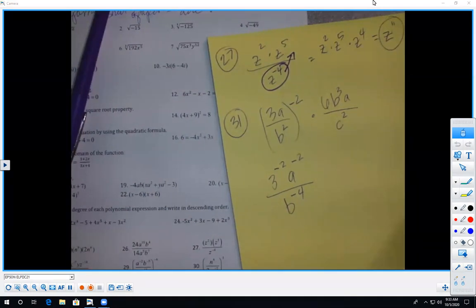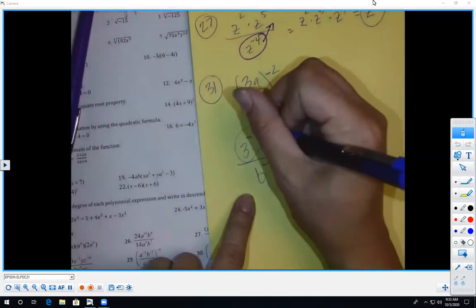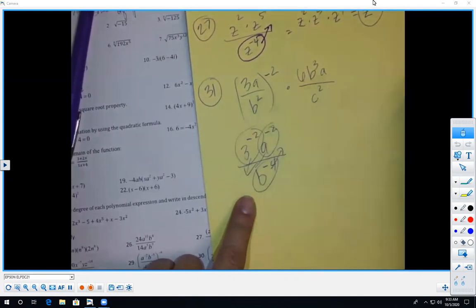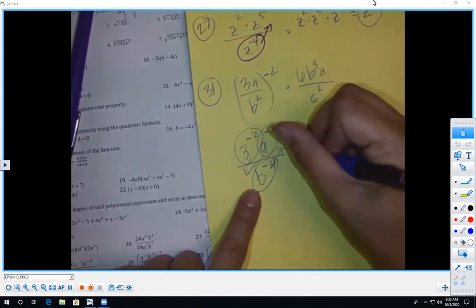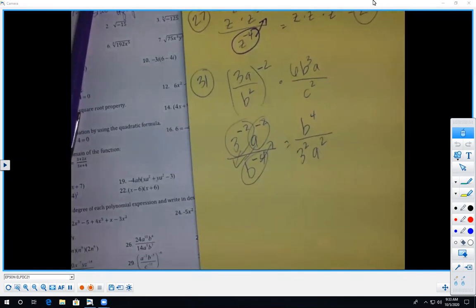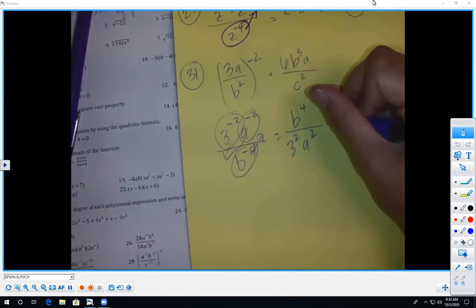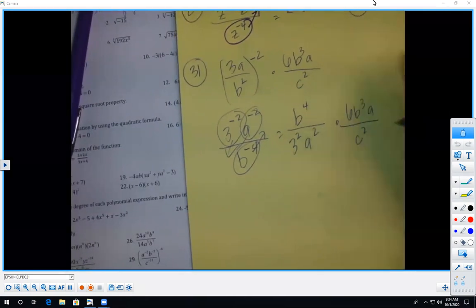And then from there, let me go ahead and fix those. We're basically going to flip this whole thing upside down, right? So that becomes b to the fourth on top over 3 squared times a squared. So I fixed all my negative exponents. And now I'm going to write this other piece times 6b to the third a over c squared.